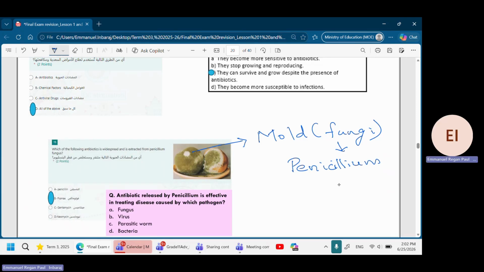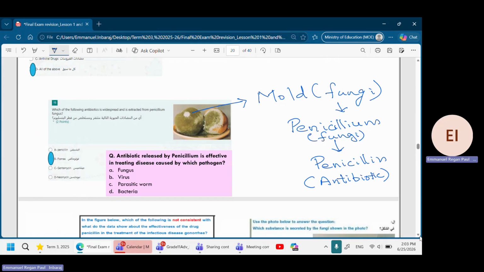Penicillium produces a chemical called penicillin, and this penicillin is an antibiotic. See, what is the name of the fungus? The name of the fungus is penicillium. It produces a chemical which is called penicillin. It's an antibiotic. What will this antibiotic do? This antibiotic is used to treat bacterial infection. That means it is used to kill bacteria, used against bacteria.